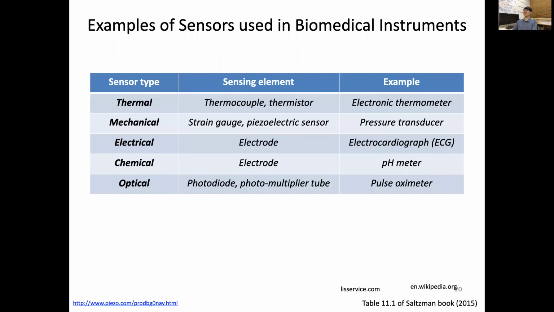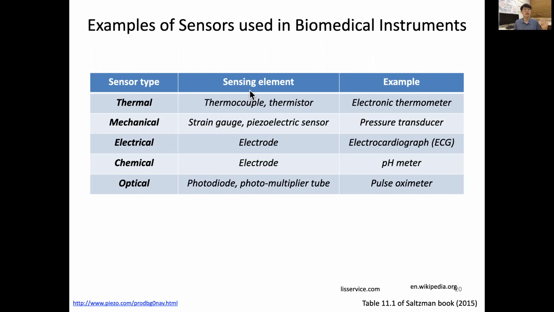So let's first discuss the sensors used in biomedical instruments. There are different kinds of sensor types: thermal sensors, mechanical sensors, electrical sensors, chemical sensors, and optical sensors. And there will be a sensing element, and I'll give you some examples.